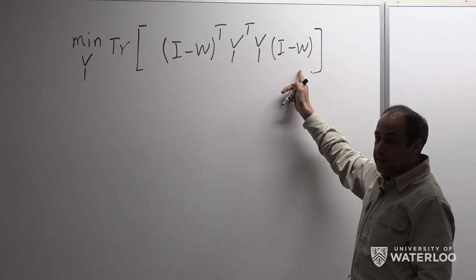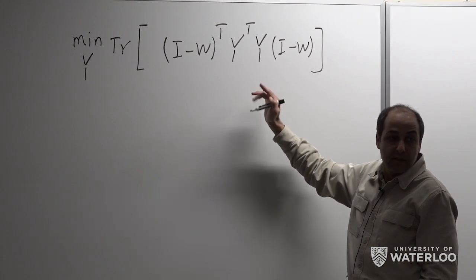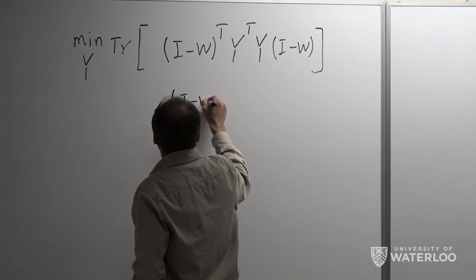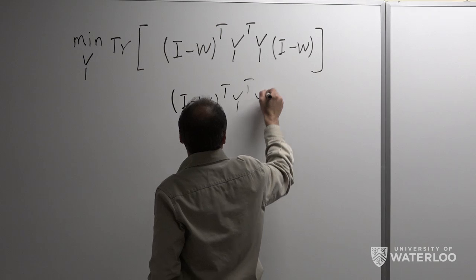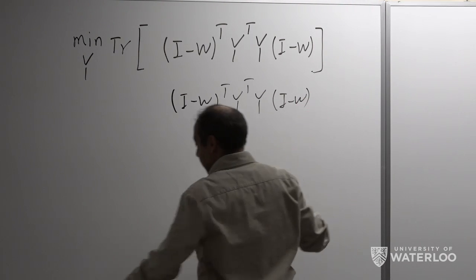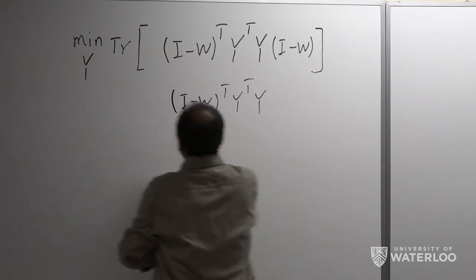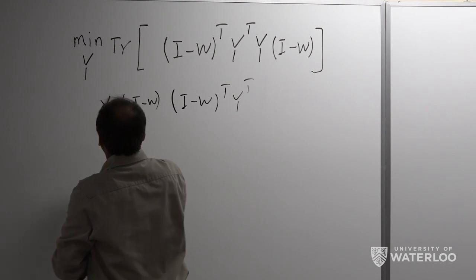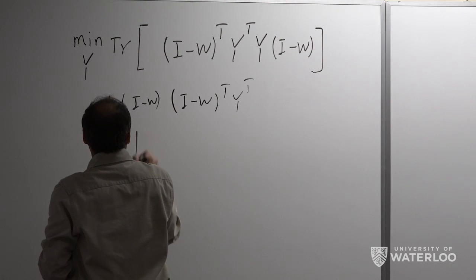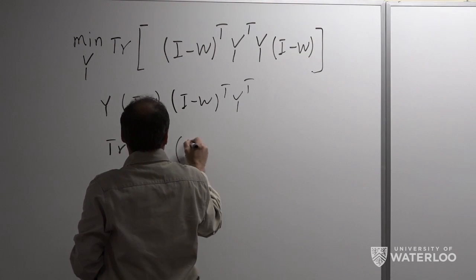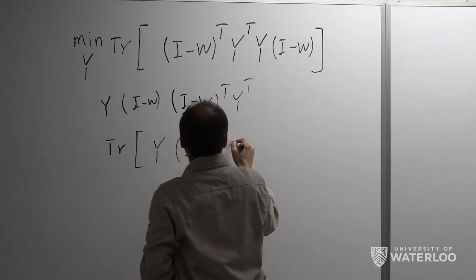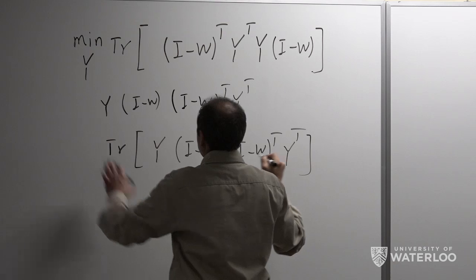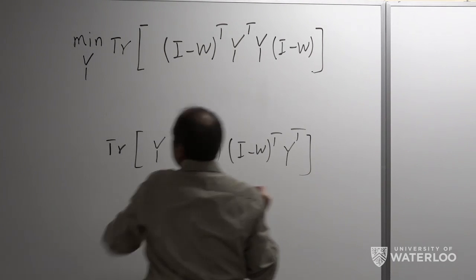So this is trace, basically. Since it's trace, I can rotate elements of the trace. So I have basically I minus W transpose Y, I minus W. So I can put this I minus W here, and then I can put this Y here, right? So this is basically trace of Y, I minus W, I minus W transpose, Y transpose. So that's what I want to minimize.